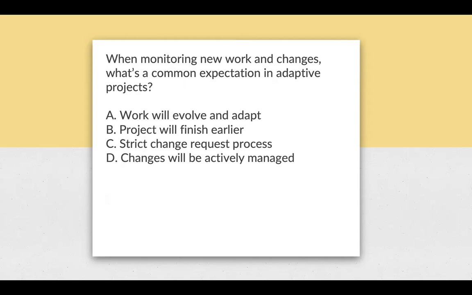Okay, so the correct option is A, work will evolve and adapt. How? In adaptive and agile projects, the initial scope is intentionally kept flexible to respond to change and new information. Therefore, a common expectation is that the work will evolve and adapt as the team receives continuous feedback and learns more.